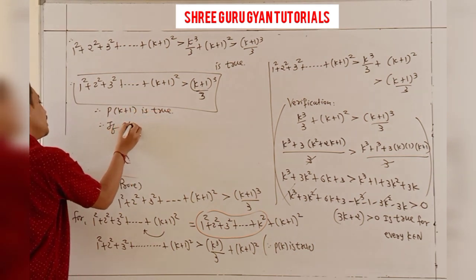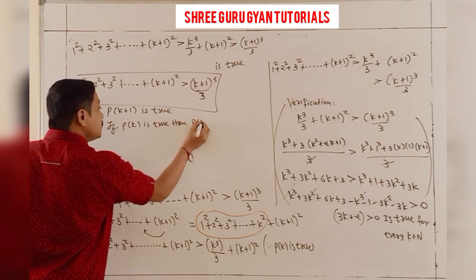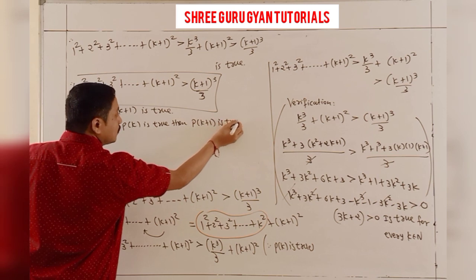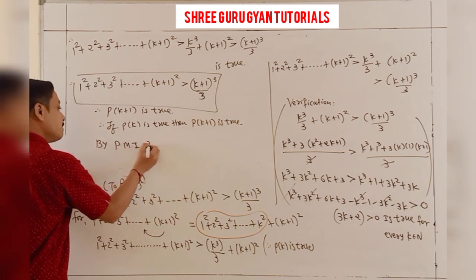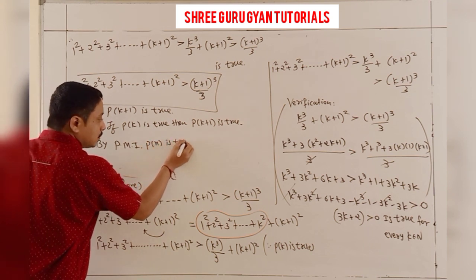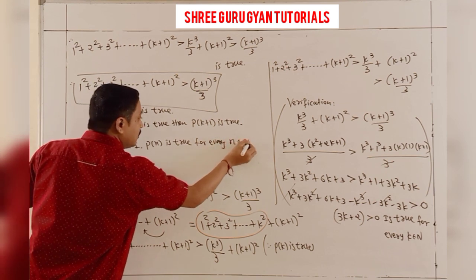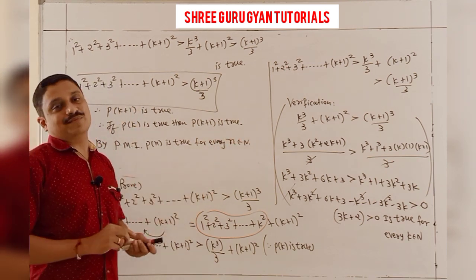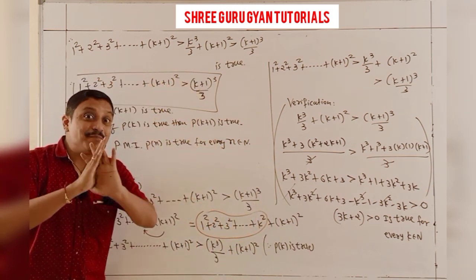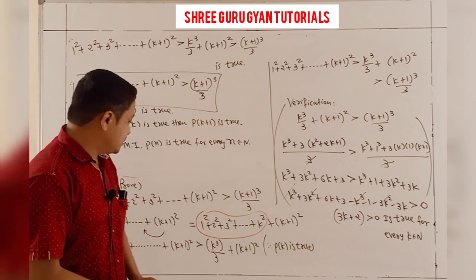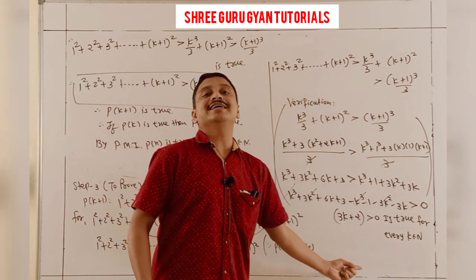Therefore, if Pk is true, then P of k plus 1 is true. So let's write by PMI: Pn is true for every n belonging to natural numbers. Yes, students, our numerical is happily done. Only the main step is this. I just utilize it, and verification-wise you get this solution.